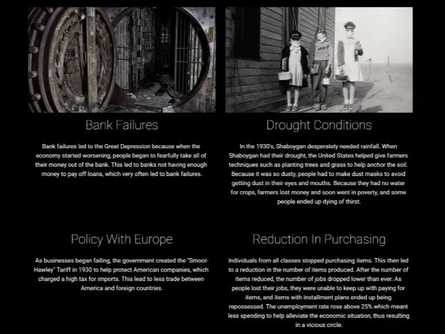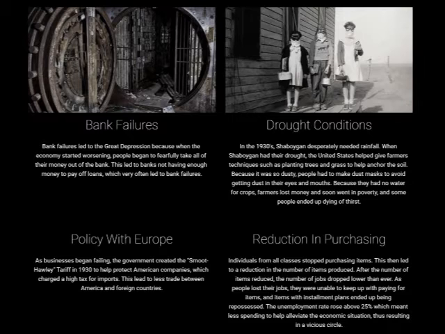Drought conditions. In the 1930s, Sheboygan desperately needed rainfall. When Sheboygan had their drought, the United States helped give farmers techniques such as planting trees and grass to help anchor the soil. Because it was so dusty, people had to make dust masks to avoid getting dust in their eyes and mouths. Because they had no water for crops, farmers lost money and soon went into poverty. And some people ended up dying of thirst.